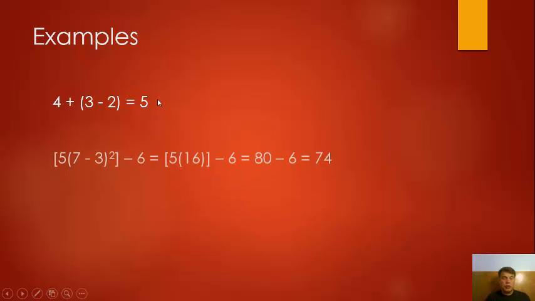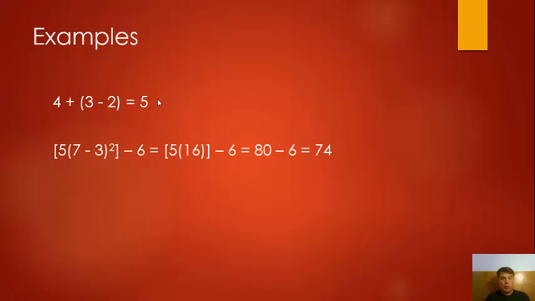So this one's a little more difficult. We're going to do the P, Please Excuse. So we're going to do the parentheses first and the exponent second. 7 minus 3 is 4. But we're not going to multiply by 5. We're going to square it first because it's Please Excuse. So 7 minus 3 is 4. Squared is 16. My Dear, M. So we're going to multiply next.